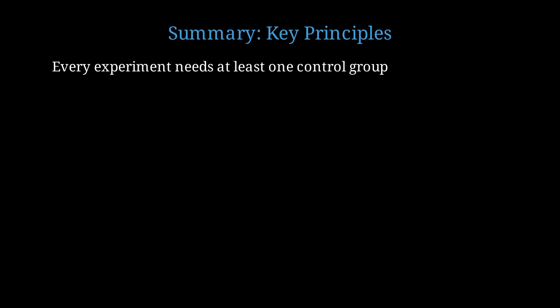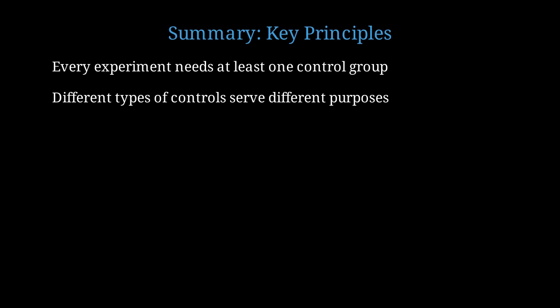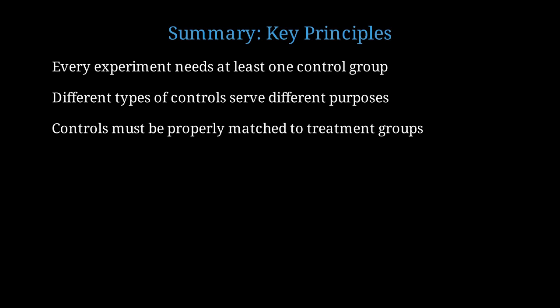Let me summarize the key principles we've covered today. Every serious experiment needs at least one proper control group. Without controls, you cannot establish causation. Different types of controls serve different purposes. Negative controls establish baseline. Positive controls verify your methods work. Reference controls compare to current standards. Controls must be properly matched to treatment groups in all ways except the independent variable. Random assignment helps achieve this.